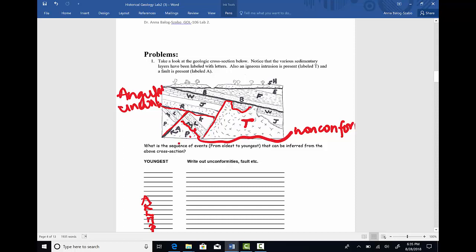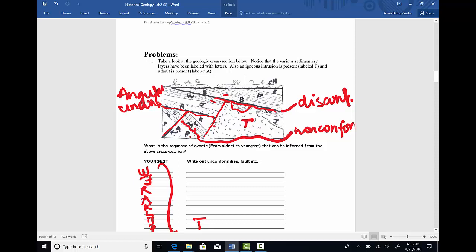Now what comes after A, after the fault line? Yeah, you're right. It's going to be the R. After R is the J. After J is the W. And I will continue it like right here. So after the W, you can clearly see that this T came in because it went through W, but it didn't go through B, F, or E. So we know that this igneous intrusion came in after W. So after W comes T, and then you can see this is, again, an erosional surface, but it is parallel. This layer is parallel with this layer, so this here is a disconformity.